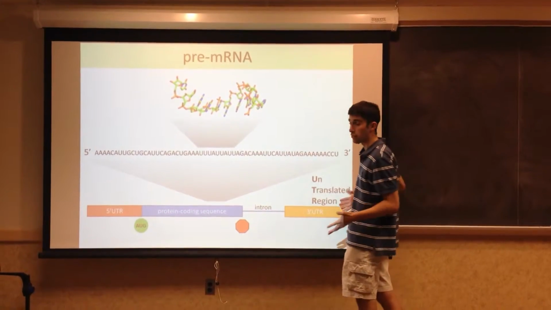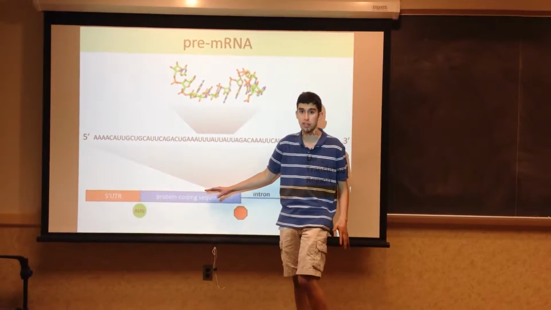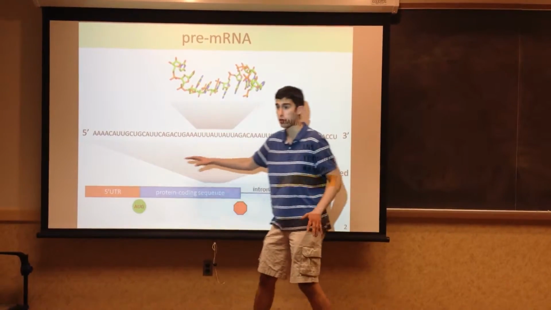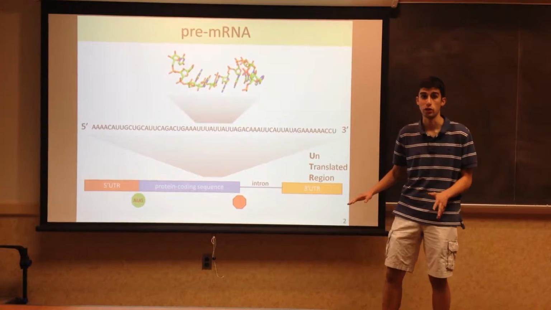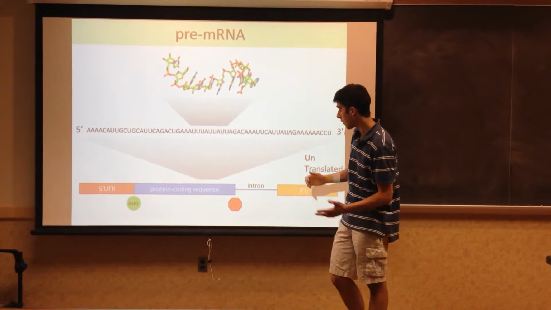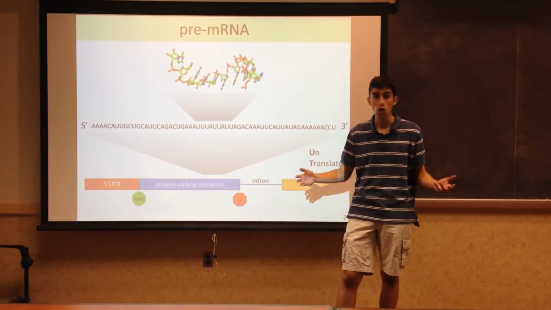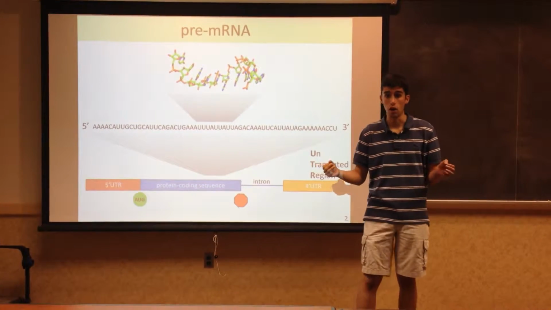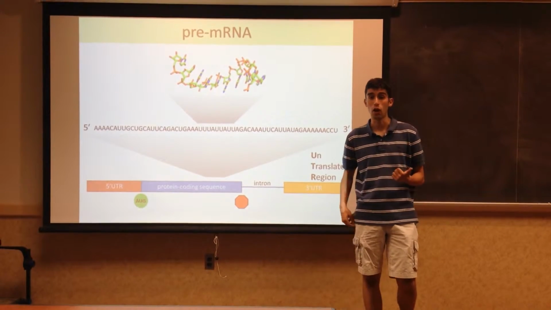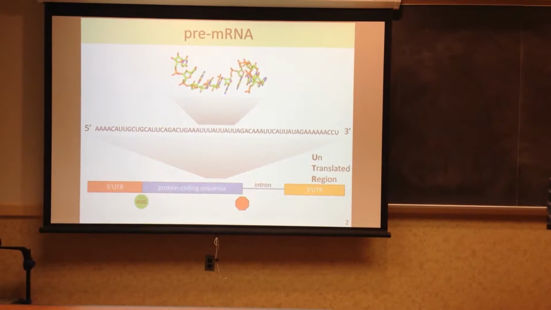Here you can see the main features of a pre-mRNA. You see the protein coding sequence, that's pretty self-explanatory. You see the 5' untranslated region and the 3' untranslated region. They don't code for protein, but they're still pretty important in the mRNA function. And finally, in a pre-mRNA, you will see introns. These are pretty long sequences of RNA that do not get transcribed, and in fact, they're often taken out of the pre-mRNA in a process called splicing.